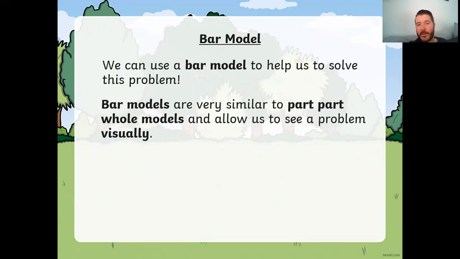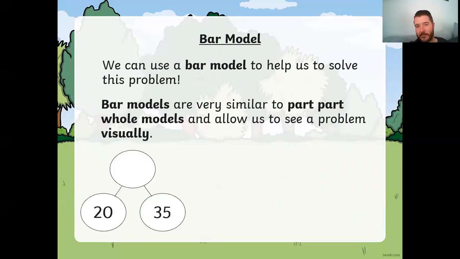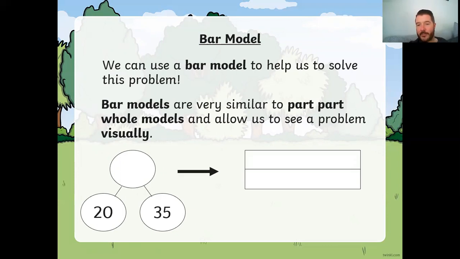Bar models are very similar to part-whole models and allow us to see a problem visually. So this is really good. This lets you know what you need to do. So for example, this question we've just had, our part-whole would look like this. We don't know the whole, but we know the parts are 20 and 35. If we did it as a bar model, it would look like this.